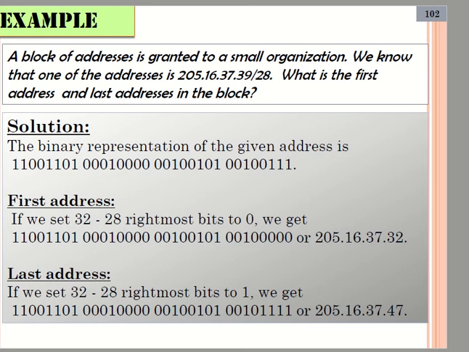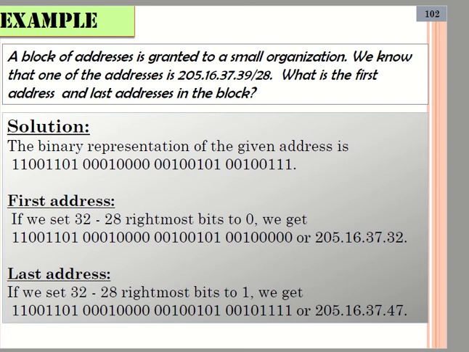Let us represent it in binary notation. 205 is 1100 1101. 16 is 0001 0000. 37 is 0010 0101. And 39 is 0010 0111. As I said, the /28, that is n, indicates the number of bits in the prefix. So the first 28 bits will remain the same as the given address, and the remaining 32 minus 28, that is the last 4 bits, the 29th, 30th, 31st and 32nd bits, can be used to find the first as well as the last address.